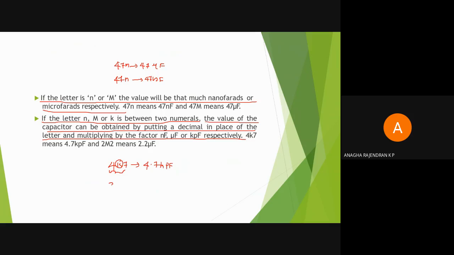Then another example: if 2M2 is the numeric code on the capacitor, we have to replace the letter M and put a dot there. So 2.2 microfarad, because M is the letter between the two numerals. And while discussing another example, 2N2: if 2N2 is a numeric code, then it is equivalent to 2.2 nanofarad. This is the fifth point.